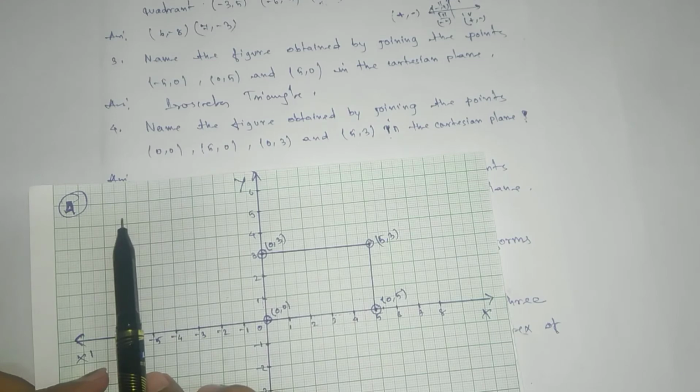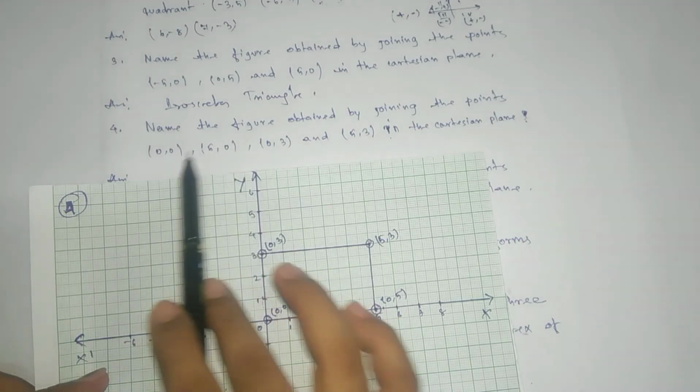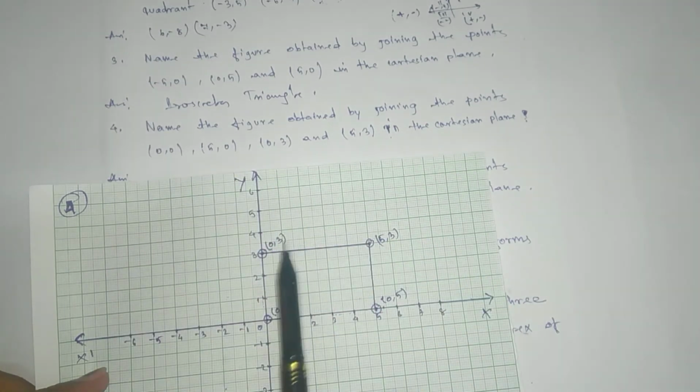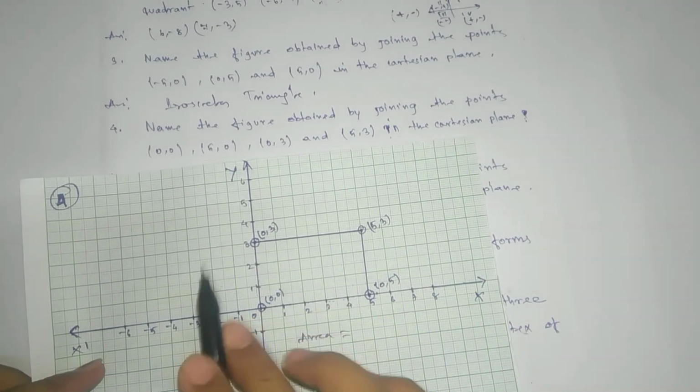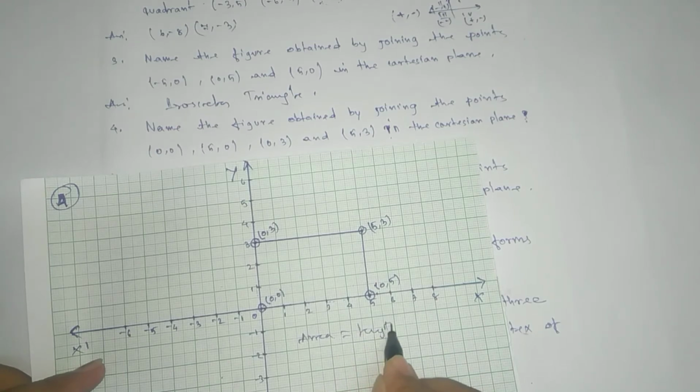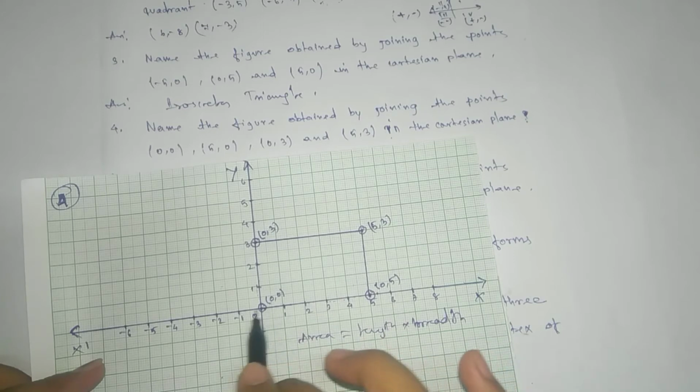Give the name of this figure obtained by joining these points, and find the area. To find the area, we have a formula. As you can see, this is your rectangle. So the area of a rectangle is what? Length into breadth. So here, if you look, this is your length.